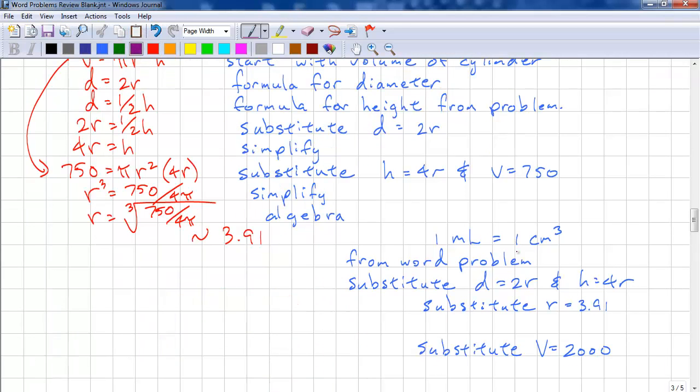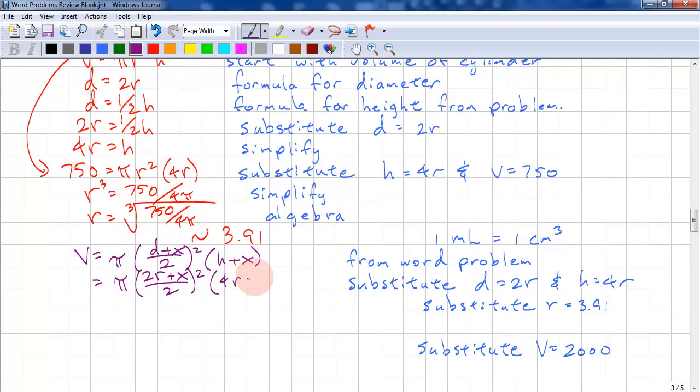Okay, let's do part 2 of this problem. Volume equals pi, and we have the diameter increase, but the formula is r squared, so we need to divide the diameter by 2 and then square it. And then h plus x. Again, we don't have D, and we want to solve everything in terms of R. So we will substitute. D is 2R plus X, over 2, squared, and then H is again 4R plus X.